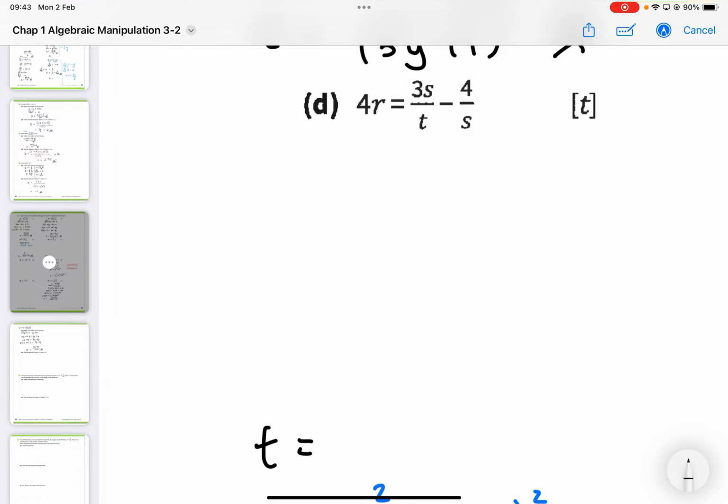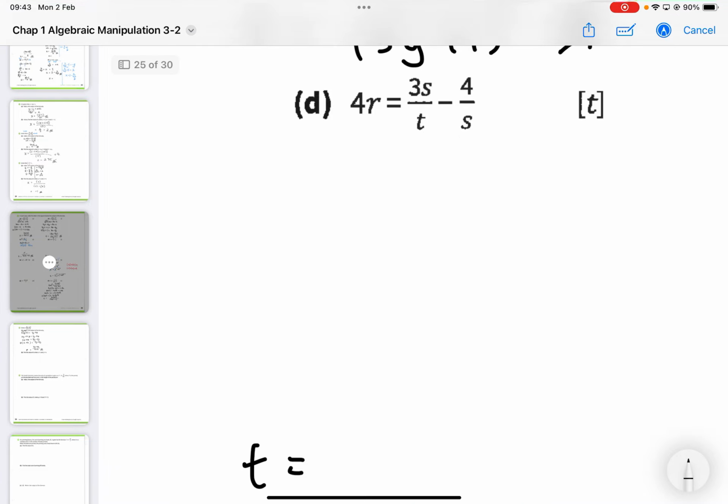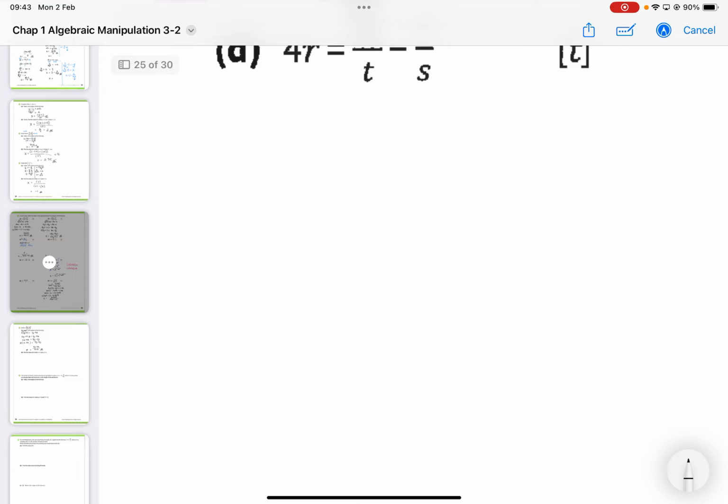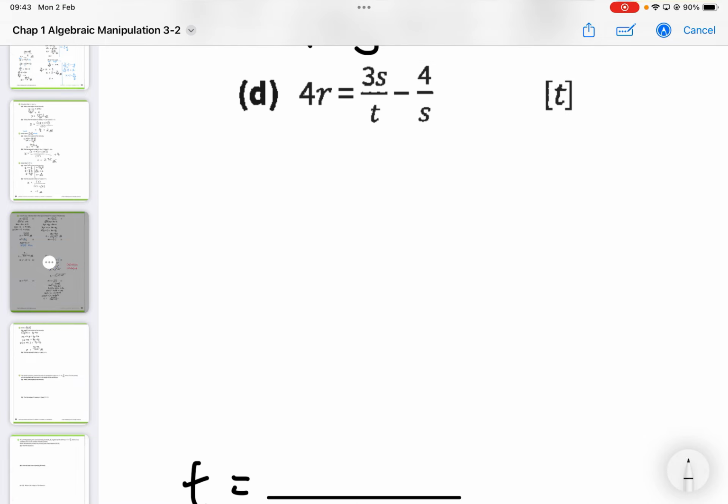But right now, I have two fractions over here. Okay? So there are a few ways to go about this. Number one, I can keep this whole term because this whole term got T. Okay? Then the other one is, I don't like fractions. So how can I make all things not fraction? My T is inside the denominator. I don't want it.